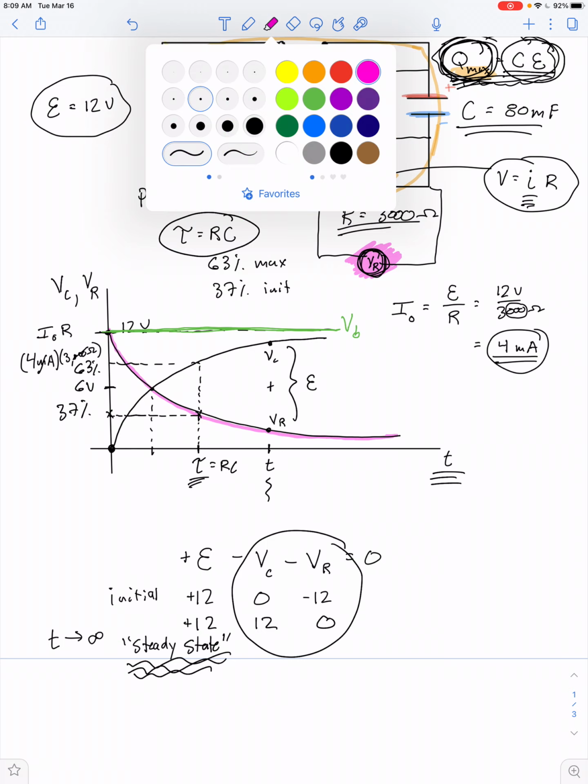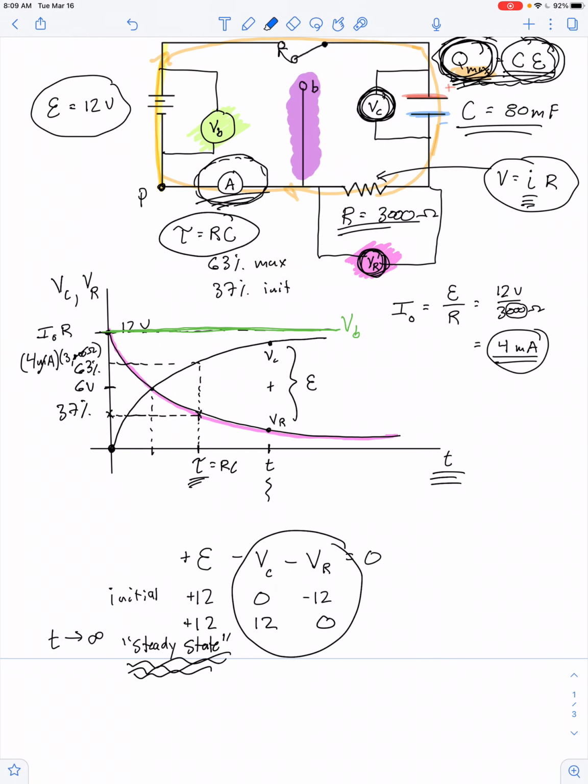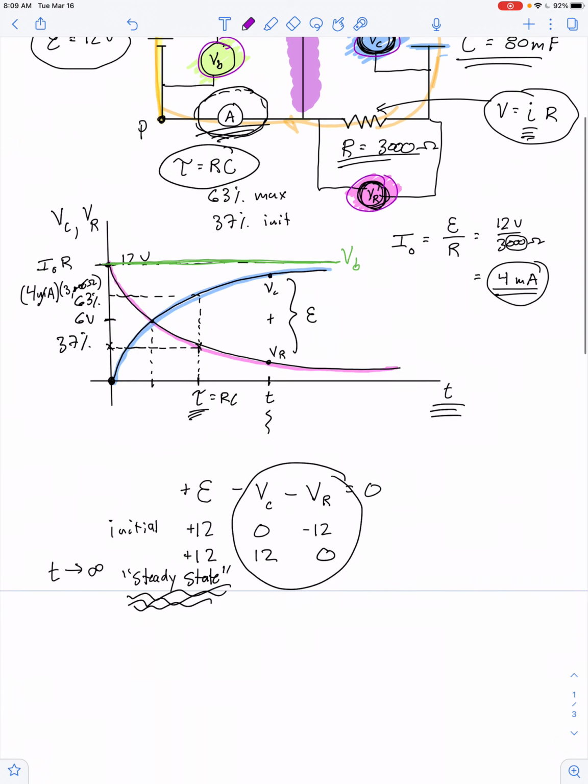And then, how about we pick blue for the voltage across the capacitor, and we've already graphed that. Okay, so there we have it, the graphs of all three of these voltmeter readings, the battery, the resistor, the capacitor, and we can see Kirchhoff's loop rule holds true in the case of this circuit.